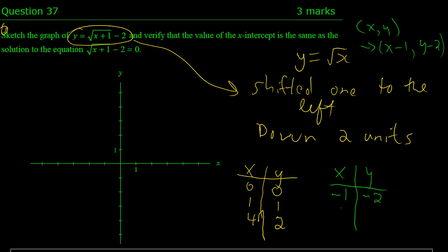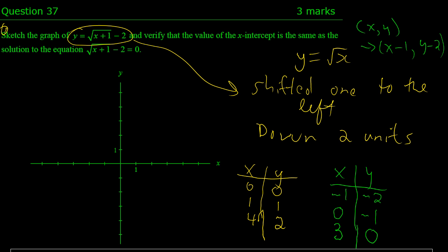1 is becoming 0, and positive 1 over here is becoming minus 1. And the shape, where this is a transformation, the shape isn't going to be drastically different. 4 is going to become 3, and 2 is going to become 0. So I think I got enough to graph this.